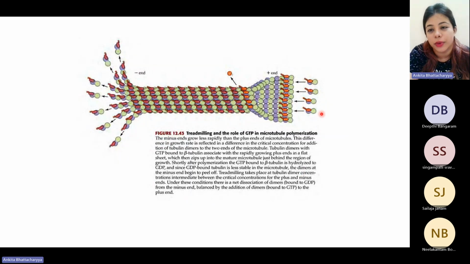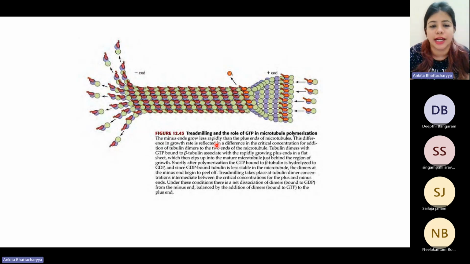So here is the plus end, and you are seeing that these are GTP bound monomers which are getting added to the plus end of the microtubule, which is the fast growing end. And you can see that there is dissociation which is majorly occurring because it is a slow growing end. More dissociation is occurring at the minus end. I'm reading out the legend or the caption. The minus end grows less rapidly than the plus end of microtubules. And this difference that you see in the growth rate is quite heavily reflected by the difference in the critical concentration for tubulin dimer addition to the two ends of the microtubule.